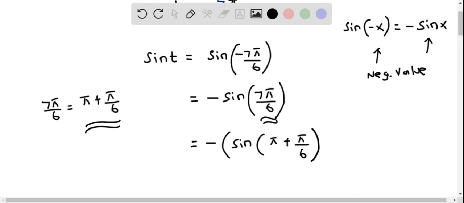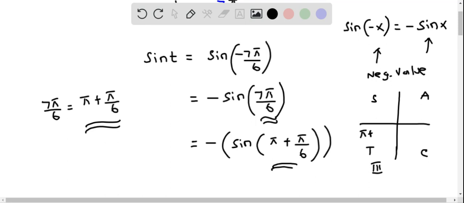Now I'm going to use the quadrant information. We know that we have four quadrants. In the first quadrant, every trigonometric ratio is positive. In the second quadrant, the sine ratio is positive, and in the third quadrant, tangent and its reciprocal trigonometric ratio is positive. And finally, in the fourth quadrant, cosine and its reciprocal trigonometric ratio is positive. And so this angle, pi plus pi over 6, lies in quadrant 3.